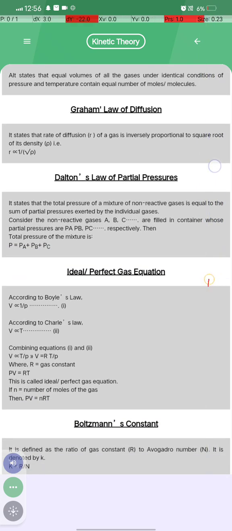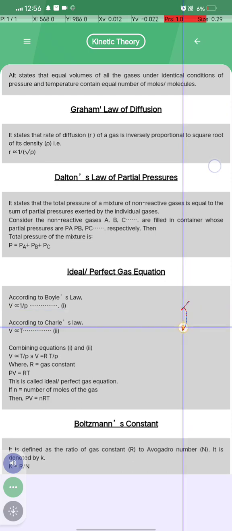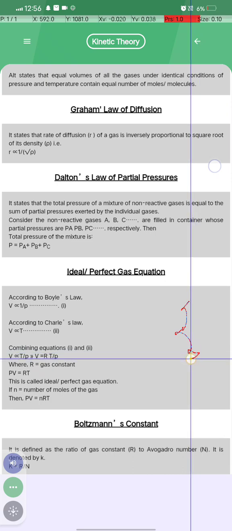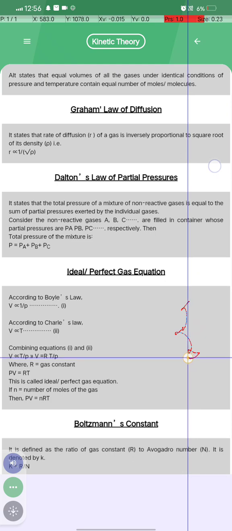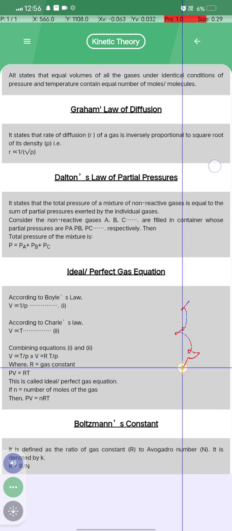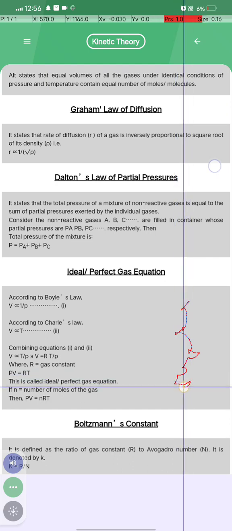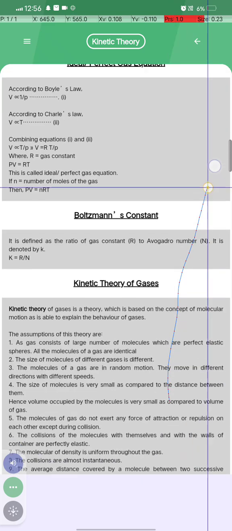Ideal or perfect gas equation. According to Boyle's law, V is proportional to 1 by P, and according to Charles' law, V is proportional to T. Combining equations first and second, V is proportional to T by P, which implies that V is equal to RT by P, where R is the gas constant. PV = RT is the ideal gas equation or perfect gas equation. And then n is the number of moles, PV = nRT is the final equation.